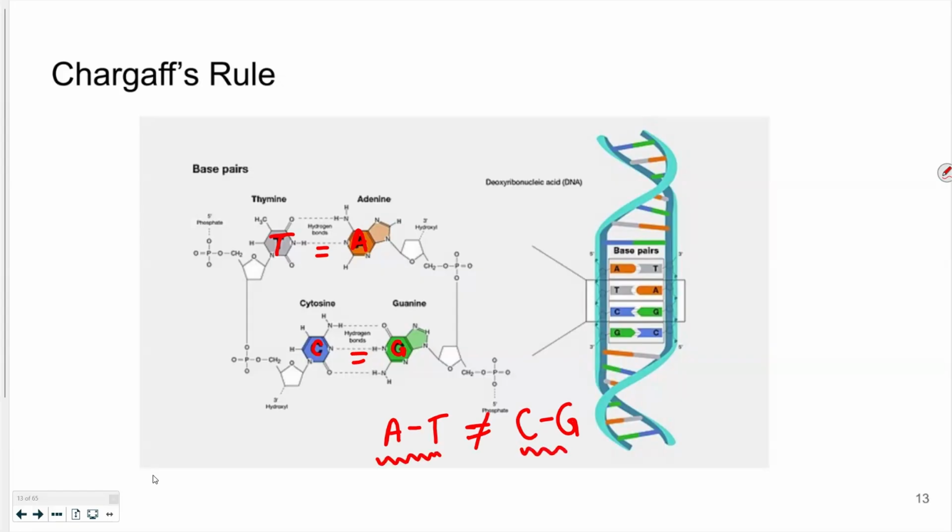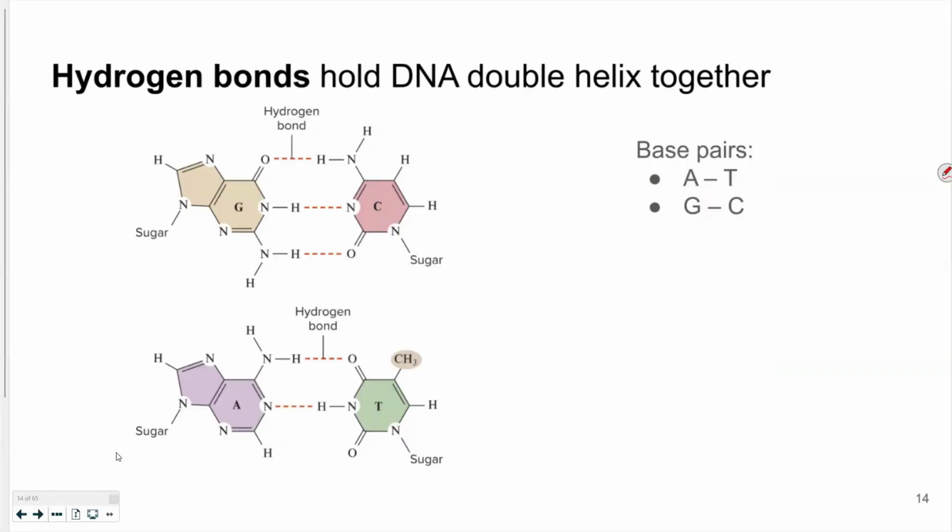The ratios of A's and T's versus C's and G's varies from species to species. These observations became one of the key clues in how to solve the DNA's structure. Hydrogen bonds are what holds the A's and the T's and the G's and the C's together. G's and C's form 3 hydrogen bonds. A's and T's only make 2 hydrogen bonds.